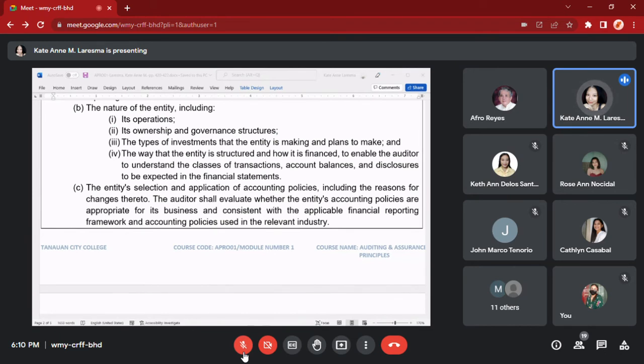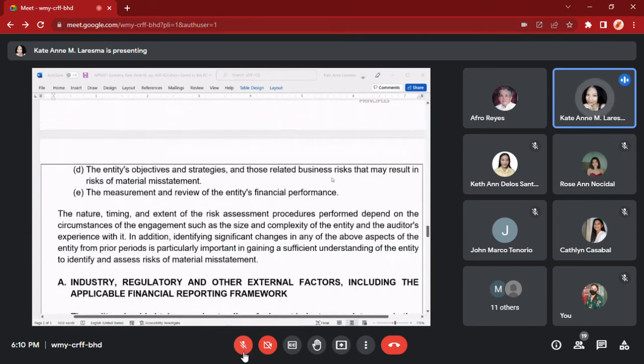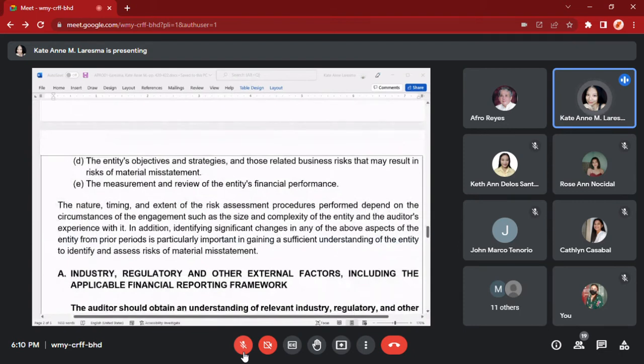Need alamin ni auditor. Then letter D, the entity's objectives and strategies, and those related business risks that may result in risk of material misstatement. Ano ba ang gusto marating ni entity? At ano ang mga nakalakip na risk dito? Kasi baka mamaya mataas na pala ang risk of material misstatement ni entity.